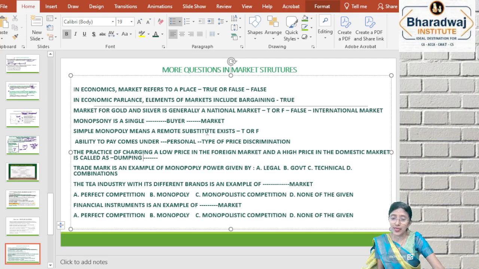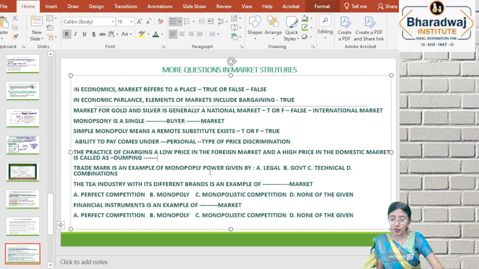Simple monopoly means a remote substitute exists. True. Pure monopoly, no substitute. In simple monopoly, no close substitute, which means remote substitute is there. Clear? Okay, that we left out, no? Look at this. One question in between. Then, the practice of charging a low price, yeah, dumping.